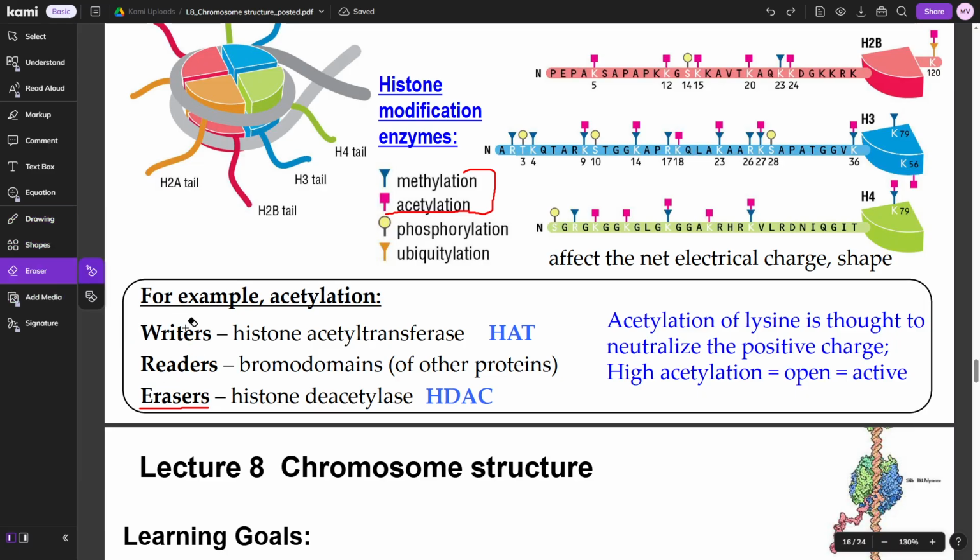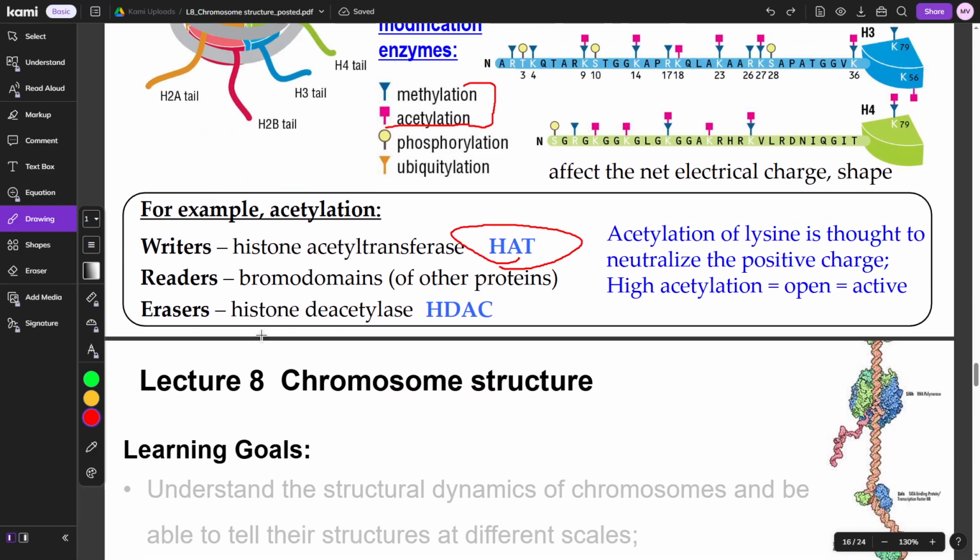Reader domains are enzymes that read, or are able to bind to those modifications. Say, for example, that you have an acetyl group attached to a histone. There might be an enzyme that binds to that addition of an acetyl group. Maybe that acetyl group is something that's required for an enzyme to bind, like a bromo domain. This is part of an enzyme, or part of another protein. So those are readers. They're readers because they read the modification, they bind to it.